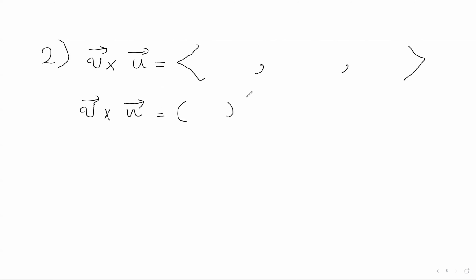So in part 2 of this example, I'm going to do v cross u. And I do both notations, this notation and v cross u in the notation of i, j, and k. So I encourage you to do the corresponding determinants and see what you get.